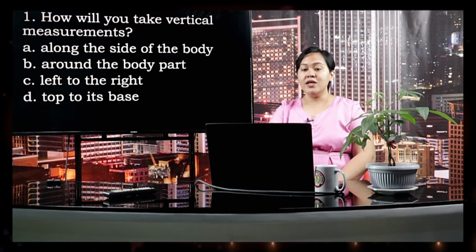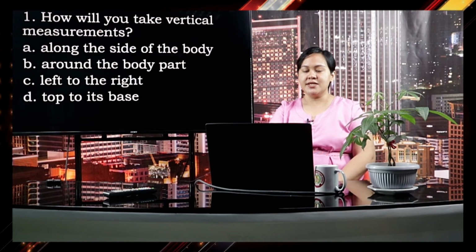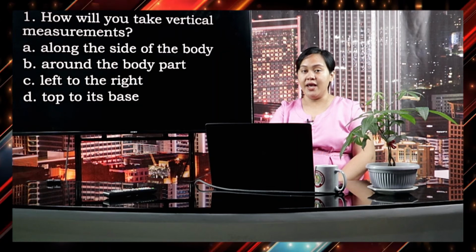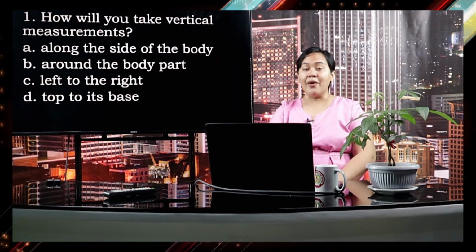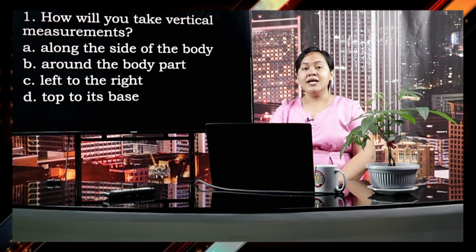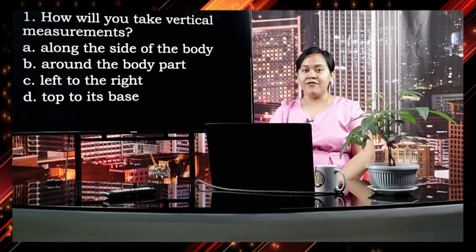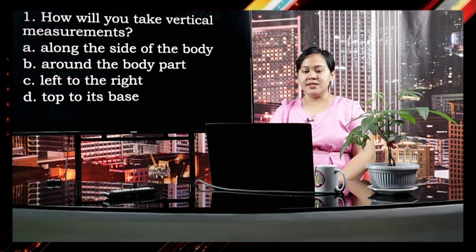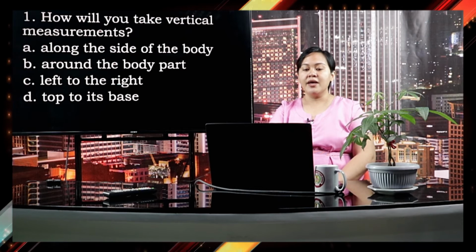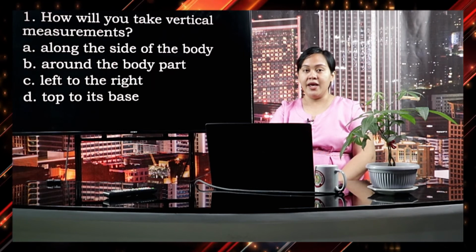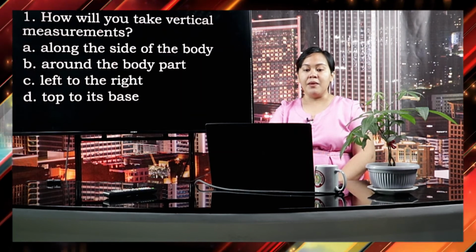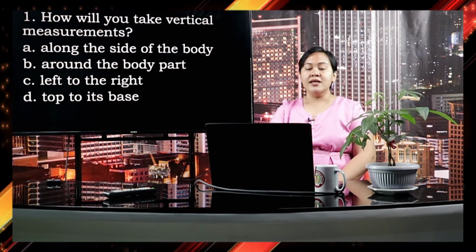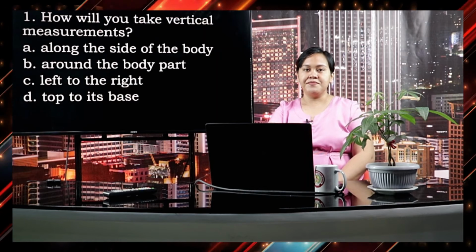Again, how will you take vertical measurements? A. Along the side of the body. B. Around the body part. C. From left to right. Or D. Top to its base. Again, choices are A. Along the side of the body. B. Around the body part. C. Left to right. Or D. Top to its base.